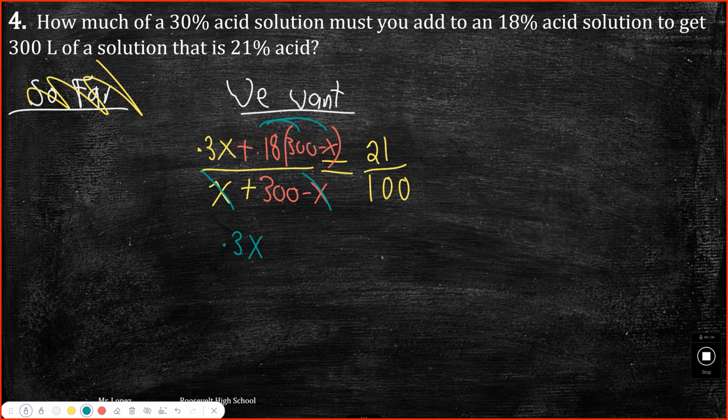and 0.18. Get a calculator. What's 0.18 times 300? 54. And 0.18 times that is a negative 0.18x over 300 is equal to 21 over 100.